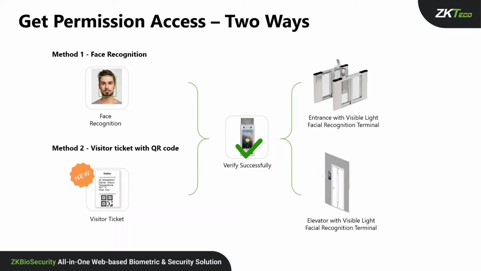There is permission in 2 ways. The first one is face recognition. The second one is the visitor with the QR code. With both verifications, they can access the device and can enter the permissible area.